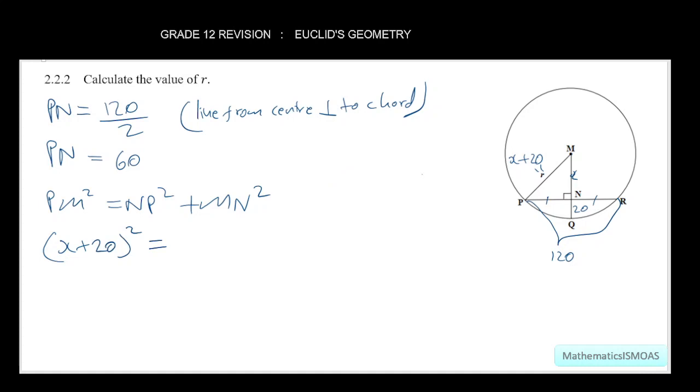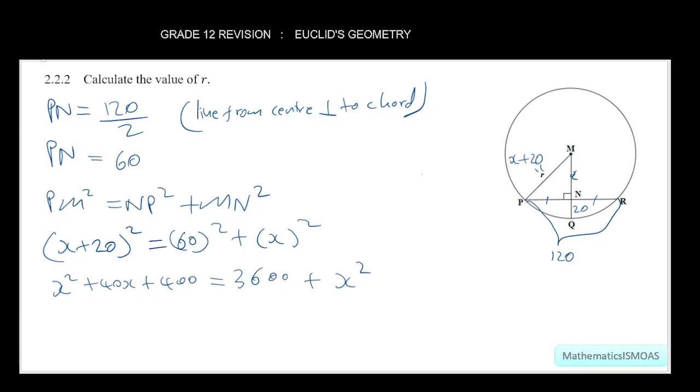NP, we have just calculated it, is what? 60 units. Therefore 60 squared plus MN is x, and then we square it. And then from there, (x + 20) squared, x squared plus 40x plus 400, is equal to 60 squared, 3600 plus x squared, and then from here let's solve for x.